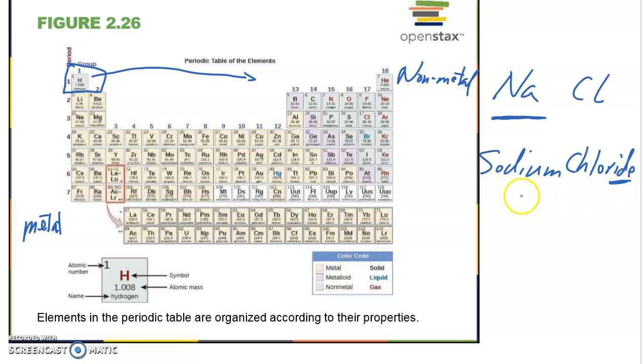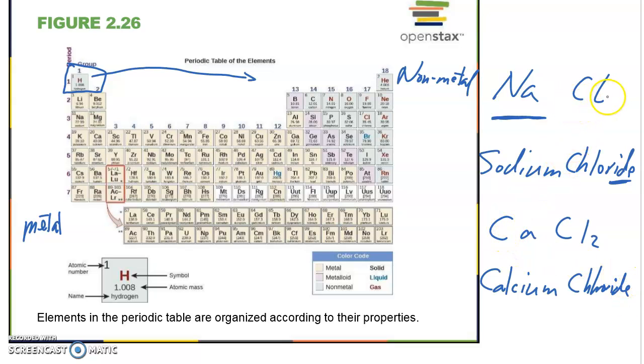Let me repeat that again. The way that we name it is by first writing down the metal, and secondly writing down the non-metal and changing the non-metal to end with IDE. Can we get another example? Yes, let's see. We have calcium over here and we have chlorine. So that will be CaCl2. It is calcium chloride.